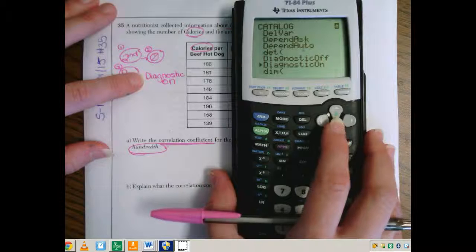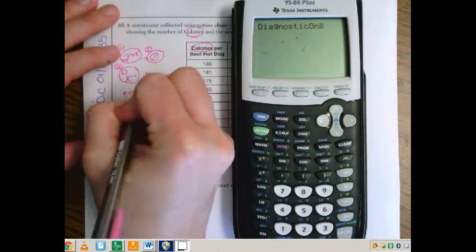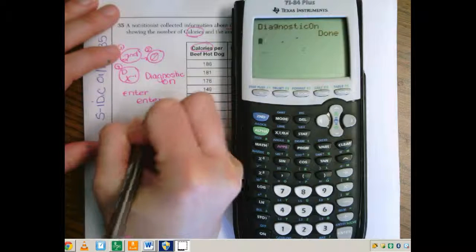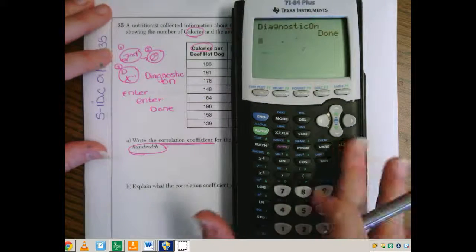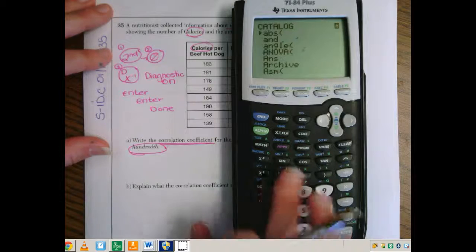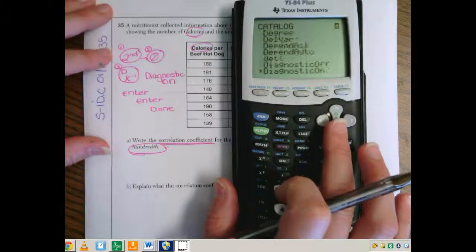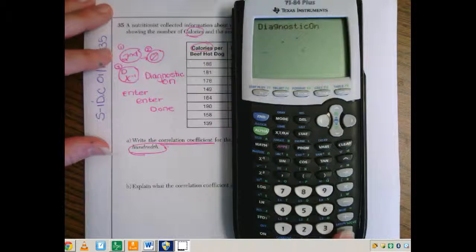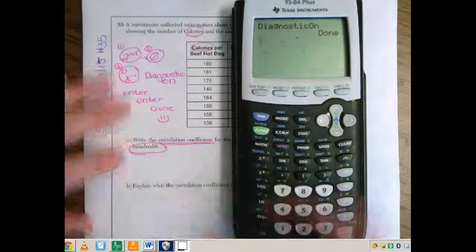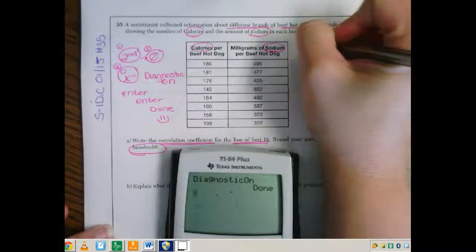So see how it says diagnostic on? I'm going to hit enter. So then we're going to hit enter. And then we need to hit enter one more time till we see the word done. Okay, I'm going to model that once more. So even though I already have it on, let's pretend I didn't turn it on. Second, 0. I'm going to hit the x minus 1 so I can get to the D's. I'm going to scan down to get diagnostic on. I'll hit enter again till it says done. Okay. Hey, let's put a smiley face. Yay, it's done.